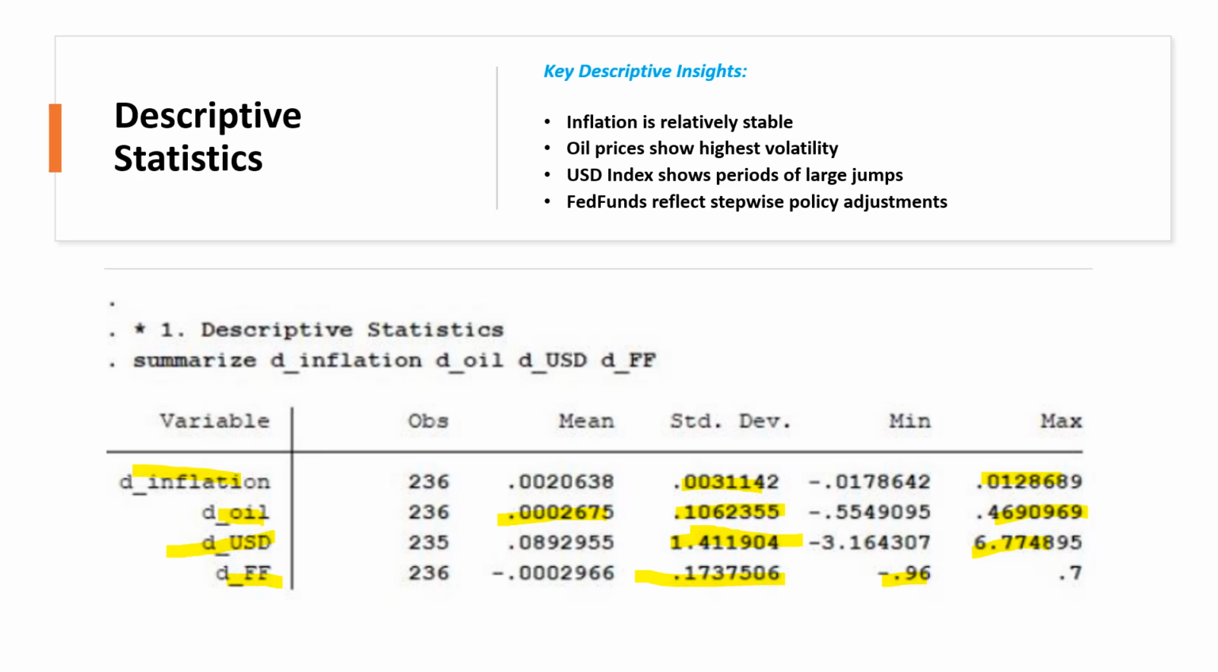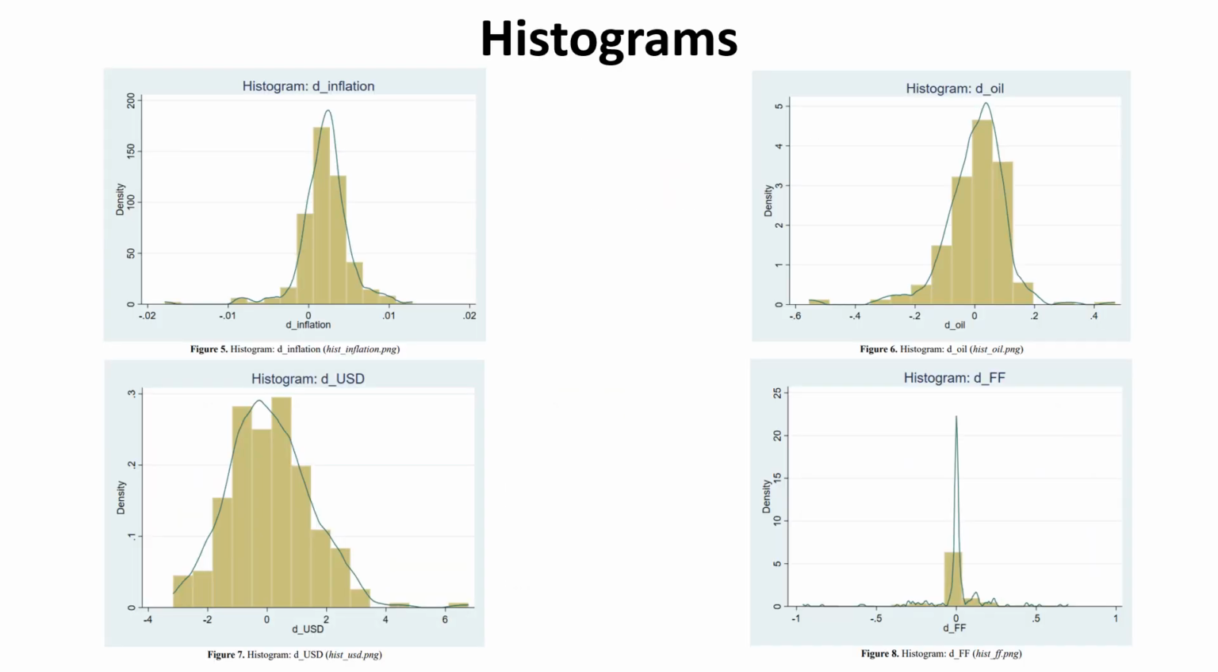As a summary, inflation remains relatively stable. Oil prices show the highest volatility. The USD index shows a period of some jumps, and the federal funds rate reflects stepwise policy adjustments. As we talked about, the federal policy rate doesn't change every month or every day. It's maybe a quarter-wise response, and in some quarters it does not even change. So we will definitely talk about this when we move on.